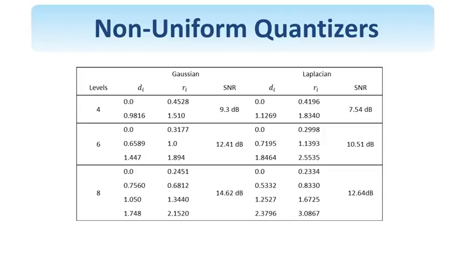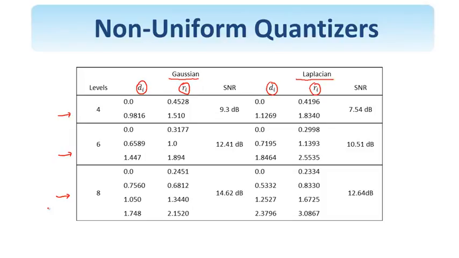We show in this table the values of the decision boundaries, d of i, and reconstruction levels, r of i, for two different distributions of the input data, Gaussian and Laplacian, as a function of the number of reconstruction levels, 4, 6, 8. These results were obtained by using iteratively the two relationships for the optimal Max-Lloyd quantizer that we derived a few slides ago.